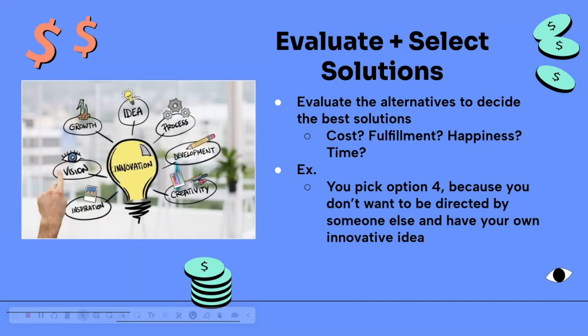So now we're going to talk about how to evaluate and select the proper solutions. To start off, you want to evaluate every single alternative you have to understand which is the best solution to use in which scenario, and ideally, if you can, predict how that benefits the company in the long run. This can be related to cost, fulfillment, happiness, or time management. One example is you pick option 4 because you don't want to be directed by someone else and you have your own innovative idea.